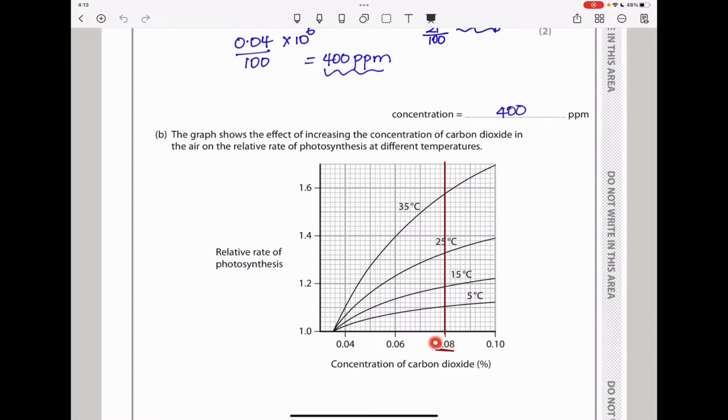We can use this example here, the concentration of 0.08. Drawing a vertical line at all temperatures, at this concentration we can see the higher the temperature, the higher the rate of photosynthesis. 35 degrees has the highest, and then 5 degrees has the least rate of photosynthesis, even at the same concentration of CO2.